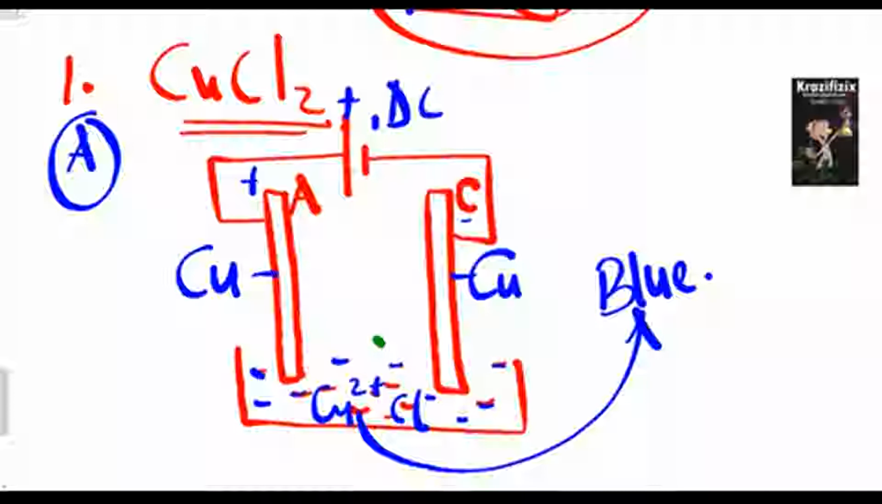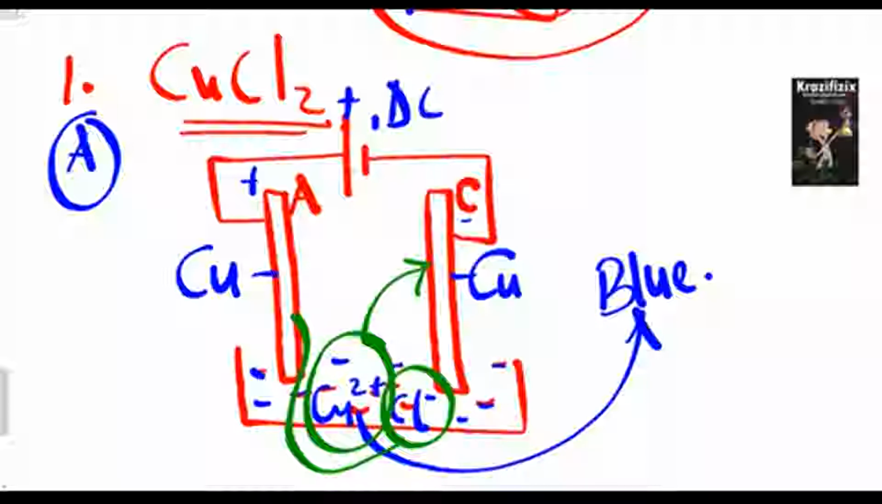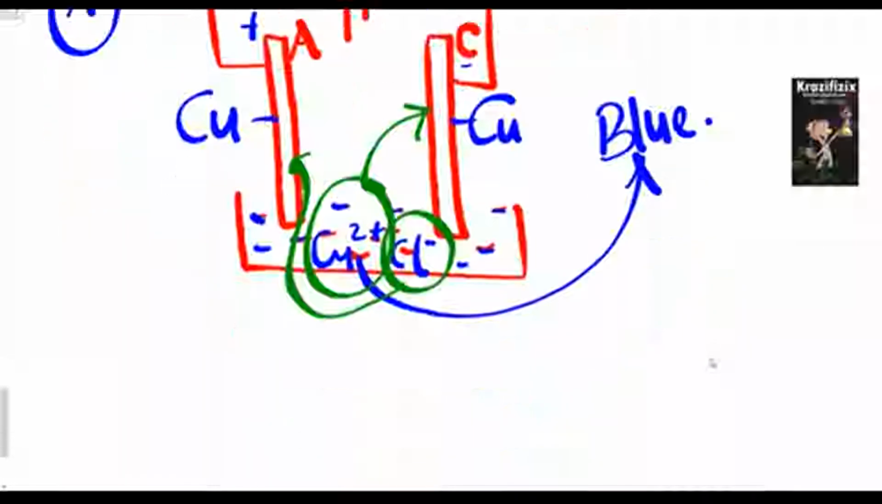This Cu2 plus will move towards the negative electrode because of the charges. The positive ions are attracted towards the negative electrode, while the chloride ions, Cl minus, are attracted towards the positive. So we have a migration of ions just due to the charges. Now the question is, what happens at these electrodes?